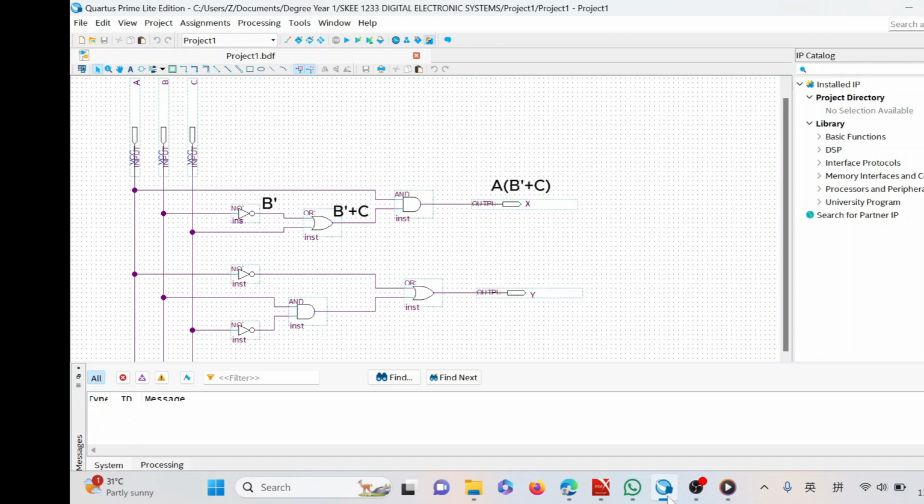For output Y, firstly input C will enter a NOT gate and produce C bar as an output. Then the AND gate will receive B and C bar as input to generate an output of B C bar. Input A will go through a NOT gate and give A bar, which together with B C bar is the input for the OR gate. Hence, the minimum expression for output Y will be A bar plus B C bar.